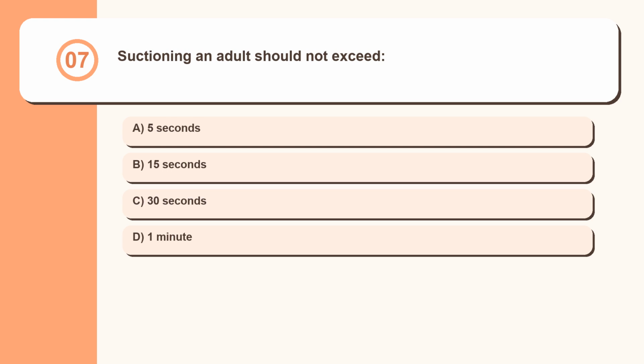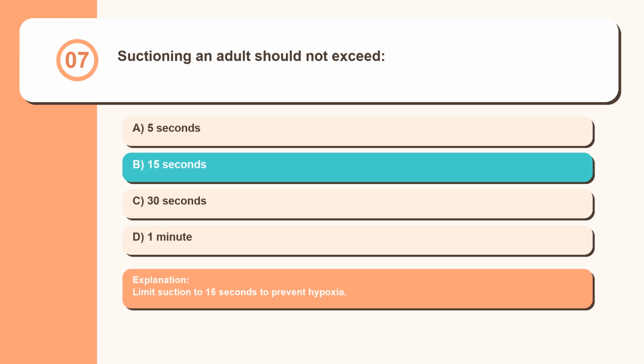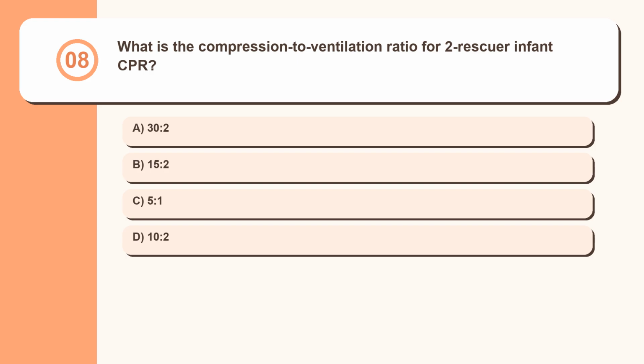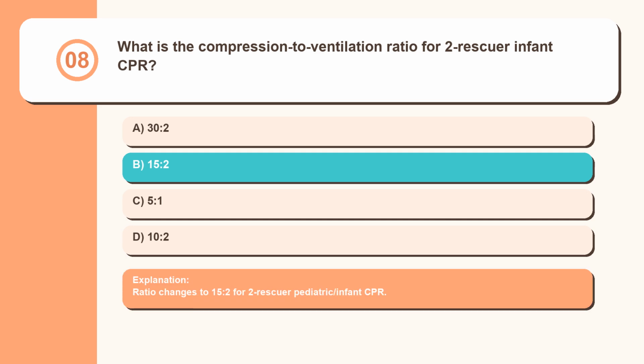Question 7. Suctioning in adults should not exceed: 5 seconds, 15 seconds, 30 seconds, 1 minute. Limit suction to 15 seconds to prevent hypoxia. Question 8. What is the compression to ventilation ratio for two-rescuer infant CPR? 30:2, 15:2, 5:1, 10:2. Ratio changes to 15:2 for two-rescuer pediatric and infant CPR.